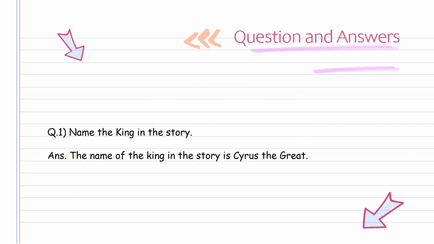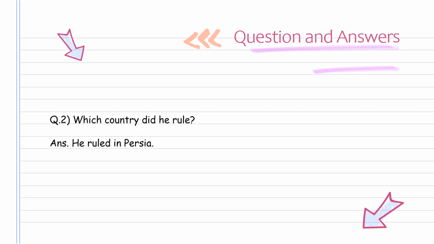Question number 1. Name the king in the story. The name of the king in the story is Cyrus the Great. Which country did he rule? He ruled in Persia.